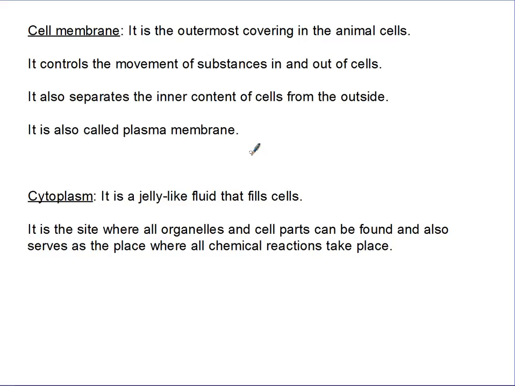Now, next to the cell wall is the cell membrane. It is the outermost covering in the animal cell, but in the plant cell, we learned already that the outermost covering is the cell wall. So next to the cell wall is the cell membrane in the plant cell, but in the animal cell, it is the outermost covering. Now, the cell membrane controls the movement of substances in and out of the cell. It is semi-permeable. It's just like borders, okay? If you do not have visa to cross a border, you are not allowed to enter.